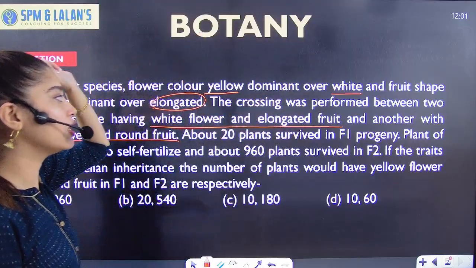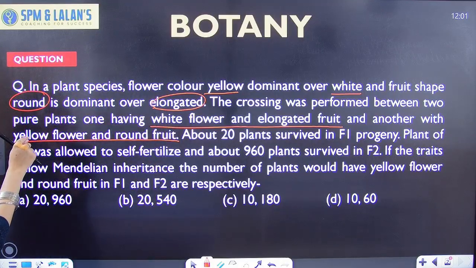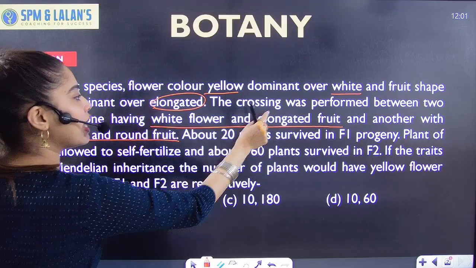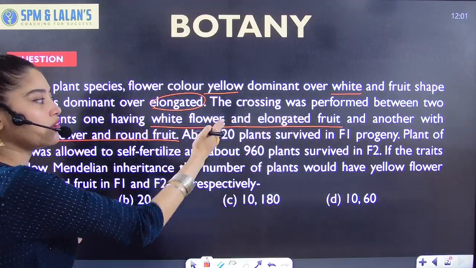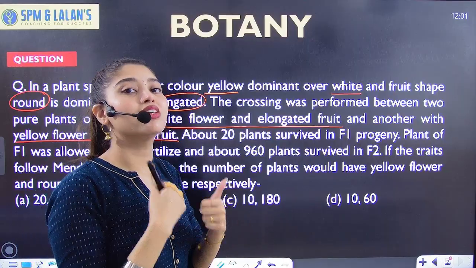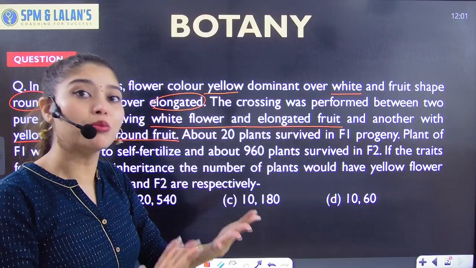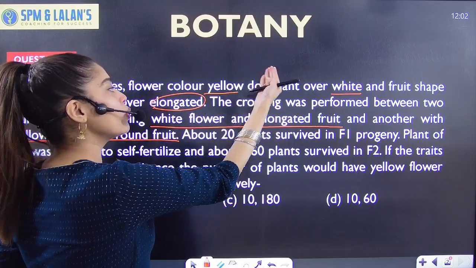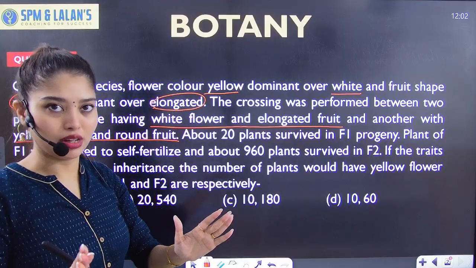The question already mentioned that yellow is dominant over white, whereas round is dominant and elongated is recessive. So the parent with white flower and elongated fruit is the recessive one, whereas the yellow flower and round fruit is the dominant one. How do we know that? Because the question itself says that yellow is dominant over white and round is dominant over elongated.